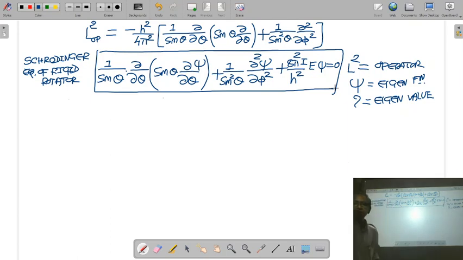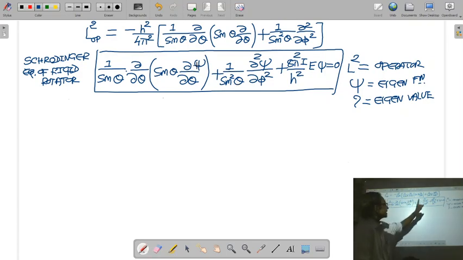If you go back to my lecture, second or third lecture, you will find this equation. Schrodinger equation of rigid rotator is 1 upon sin theta d by d theta sin theta d by d theta operating on psi, plus 1 upon sin square theta d square psi upon d phi square, plus 8 pi square I upon h square E psi is equal to 0. So this is the initial Schrodinger equation of rigid rotator. From this equation we have started, and we have separated psi into two parts, theta part and phi part.